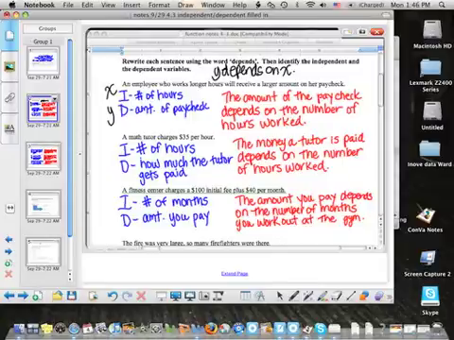A math tutor charges $35 per hour, so the independent is the number of hours. The dependent is how much the tutor gets paid. So the depend statement: the money a tutor is paid depends on the number of hours worked.